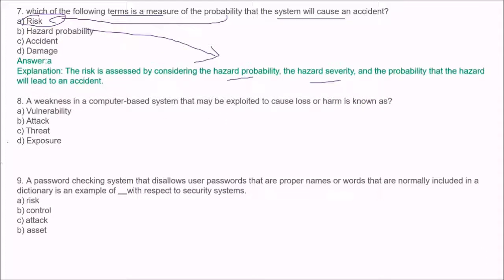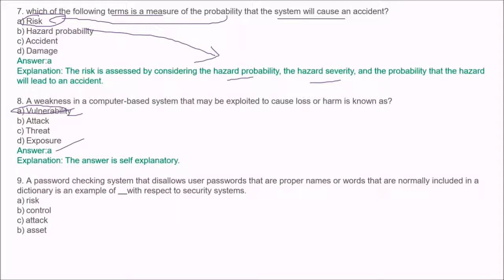Right? Next, a weakness in a computer-based system that may be exploited to cause loss or harm is known as vulnerability, attack, threat, or exposure. The answer is A, vulnerability.